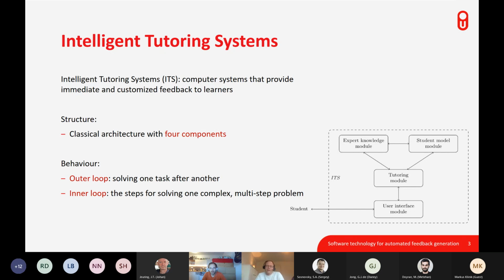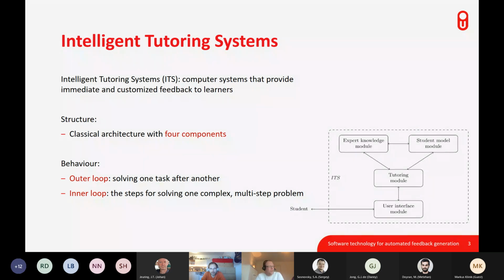Now, most of the work that I've been doing is in this expert knowledge module. So it's about coding and representing expert knowledge in code so that the system can generate, in our case, feedback automatically out of this. In these kinds of systems, intelligent tutoring systems, we typically distinguish 2 loops.